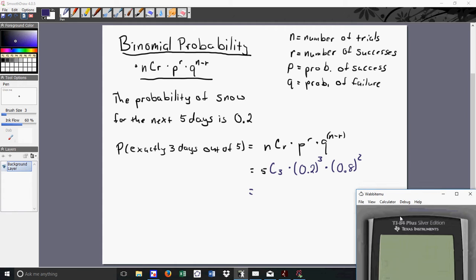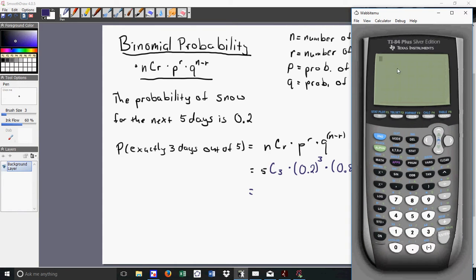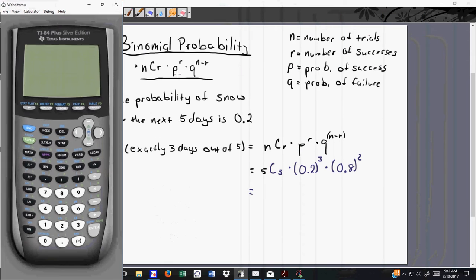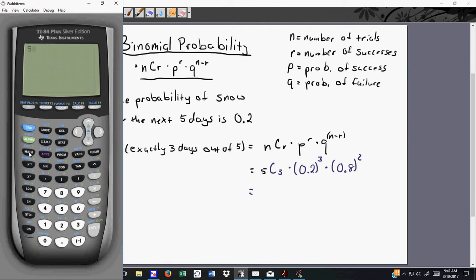So I'm going to go to my graphing calculator. We're going to crank this out. So let's see what I said. 5, you have to press math, go over to probability, and it's number 3. 5 choose 3 times 0.2 cubed, press over so that doesn't get done again, 0.8 squared.